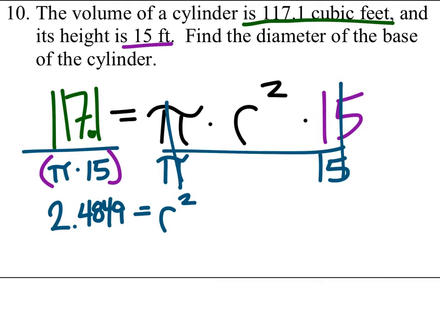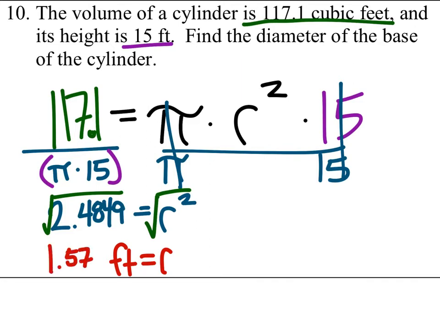Alright, to find the actual answer now, I will square root both sides, which will give me just the radius. And since this is a unit of measurement, specifically in feet, my radius, I got 1.5764. But this is not the answer, because what they really wanted us to find was the diameter. So I've got to multiply that by 2.